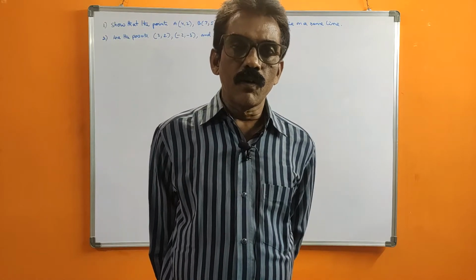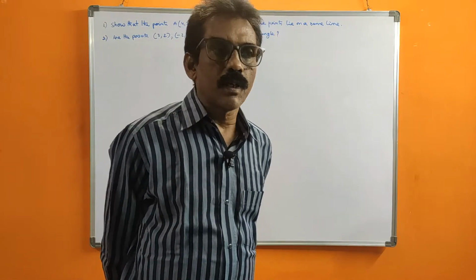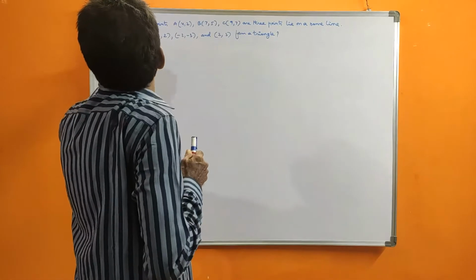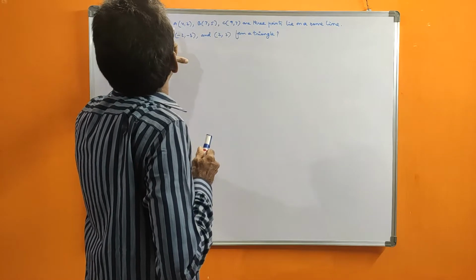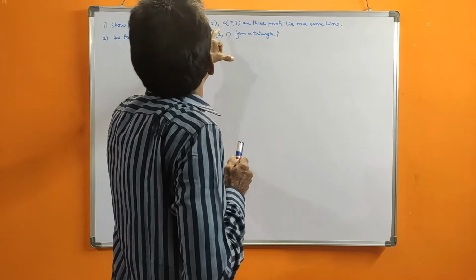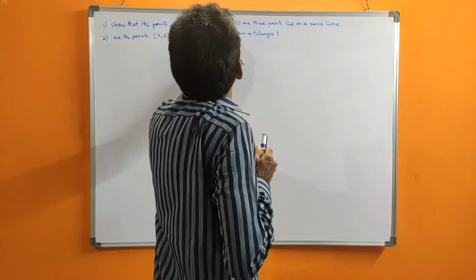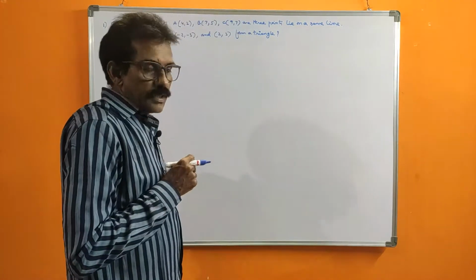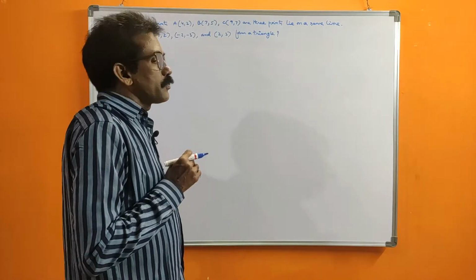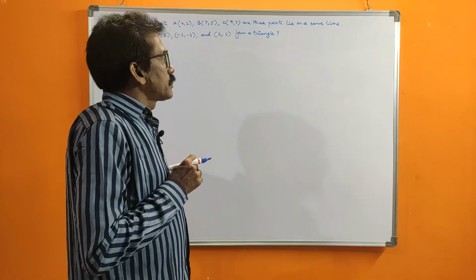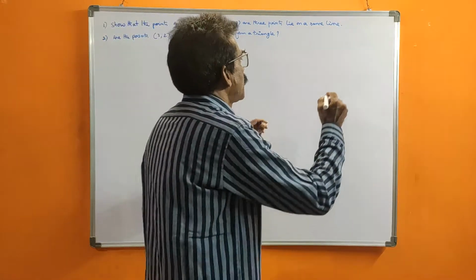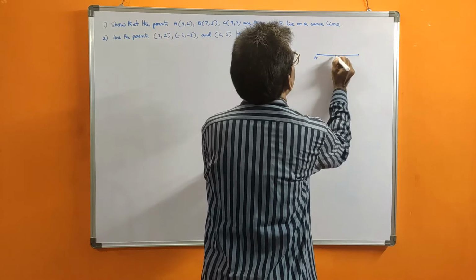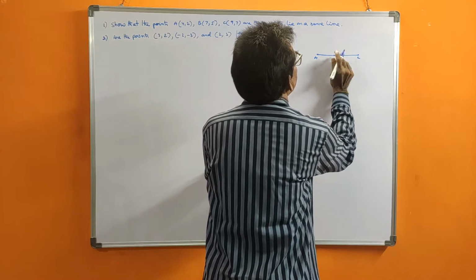In this video, I want to explain some more numerical problems on coordinate geometry. Now see here. First problem is: show that the points A(4, 2), B(7, 5), C(9, 7) lie on the same line. That means you are given three points A, B, C, and we should show those three points lie on the same line.